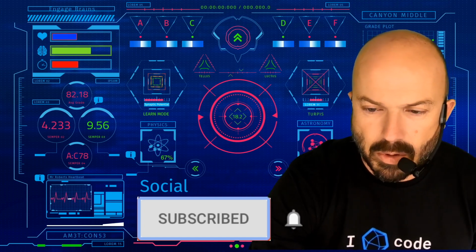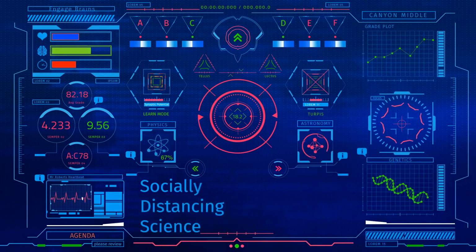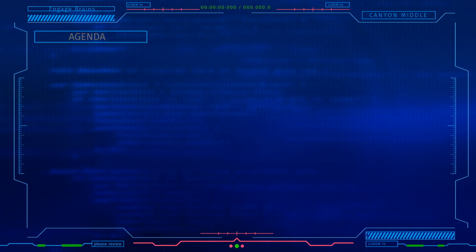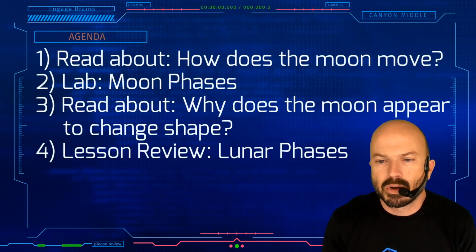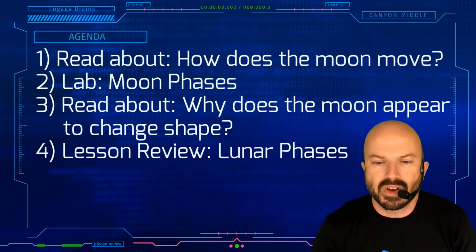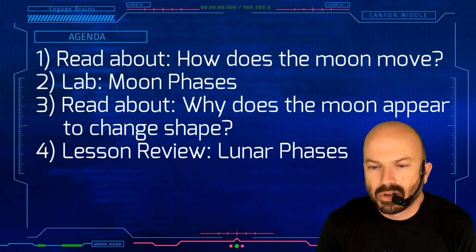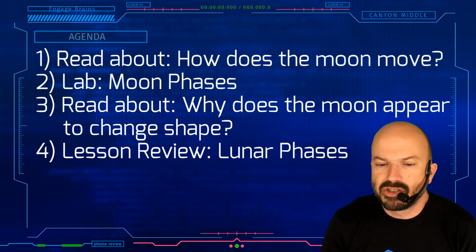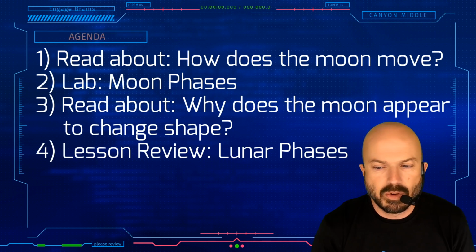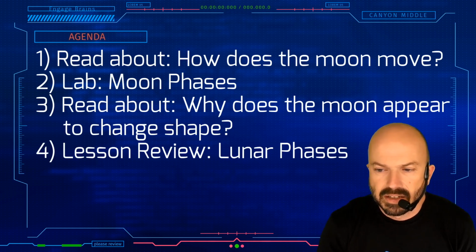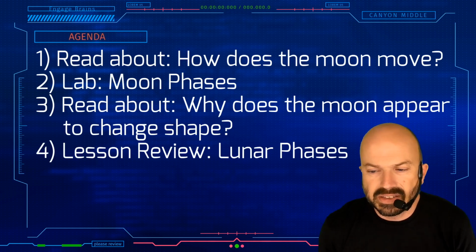Let's look at our agenda and see what we're doing today. We've got four things. We're going to read about how does the moon move. We've got a lab, moon phases. We're going to read about why does the moon appear to change shape, and we've got a lesson review on our lunar phases. Without any further ado, let's get started.